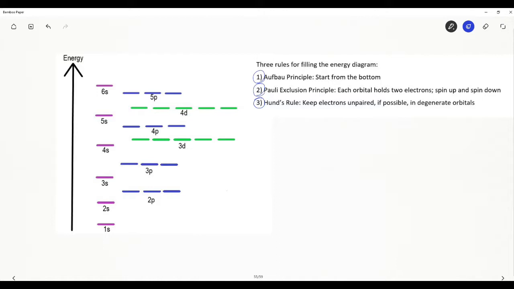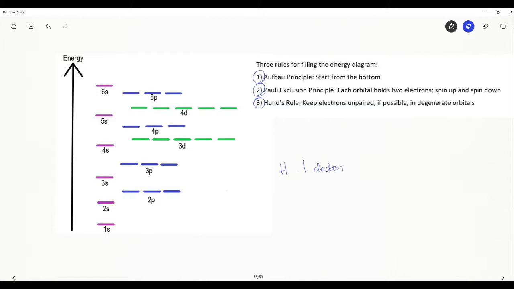So we're going to start with our simplest element. We're going to start with hydrogen. Now, how many electrons does hydrogen have? Hydrogen has 1 electron. We are going to obey all 3 rules for this.